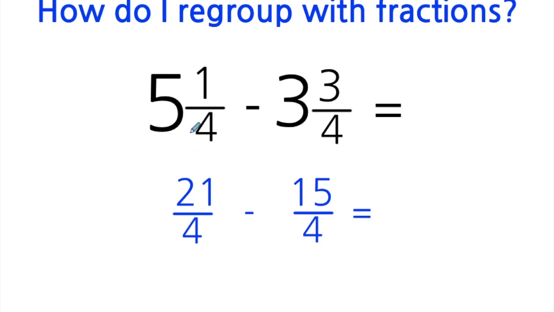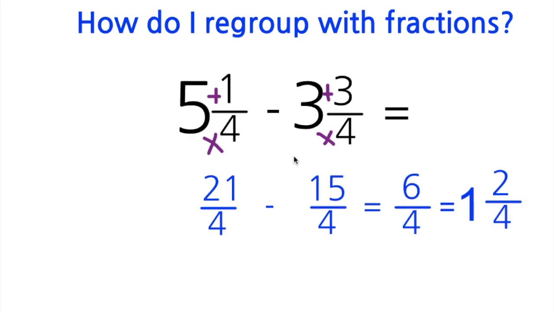To make an improper fraction, you multiply the denominator times the whole number, and you add your numerator. 4 times 5 is 20, plus 1 is 21/4. 4 times 3 is 12, plus 3 is 15/4, and then I subtract. 21 minus 15 gives me 6/4, which is an improper fraction. I can change an improper fraction to a mixed number using division, and that gives me 1 whole and 2/4, which is also equivalent to 1 1/2.